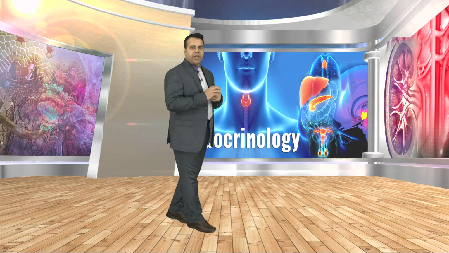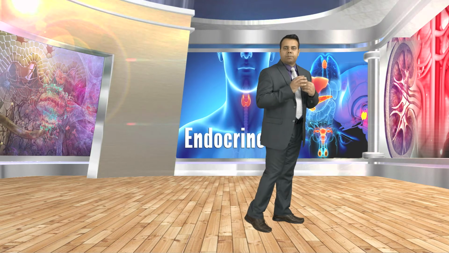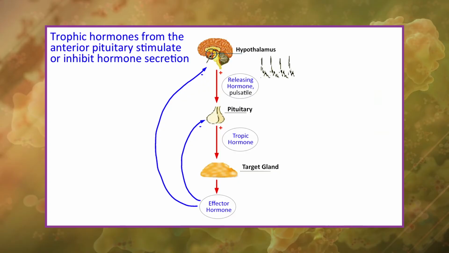These also affect exocrine secretions. For example, secretin, a peptide hormone from intestinal mucosa that stimulates pancreatic secretions. Hormones also control endocrine secretions and a number of trophic hormones from the anterior pituitary. These can also stimulate or inhibit hormone secretion from target organs.